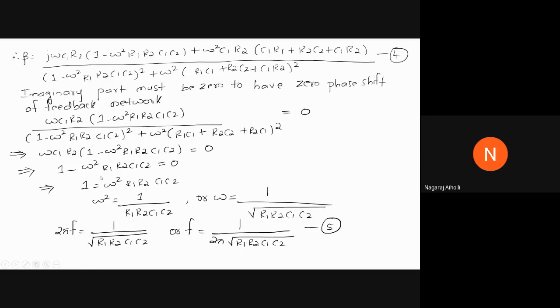That is 1 minus omega square r1 r2 c1 c2 is equal to 0, or 1 is equal to omega square r1 r2 c1 c2, or omega square is equal to 1 divided by r1 r2 c1 c2, or omega is equal to 1 divided by square root of r1 r2 c1 c2. That is, what is omega, students? Omega is 2 pi f. That is 2 pi f is equal to 1 divided by square root of r1 r2 c1 c2, or f is equal to 1 divided by 2 pi square root of r1 r2 c1 c2. Take it as equation number 5.